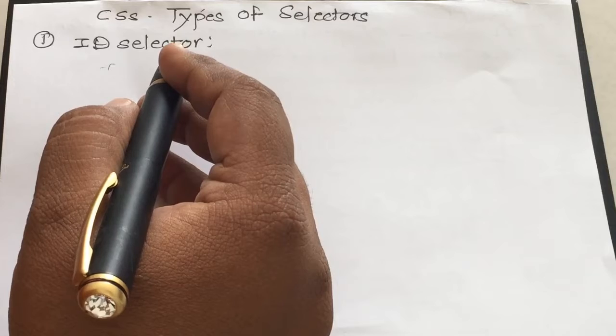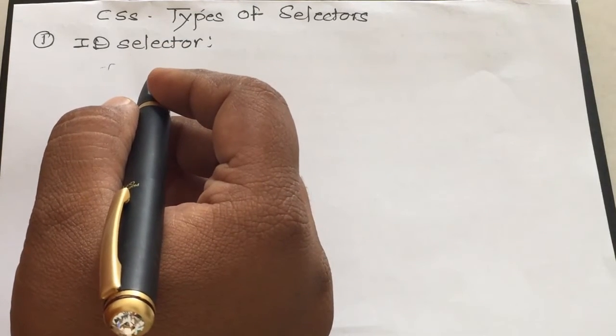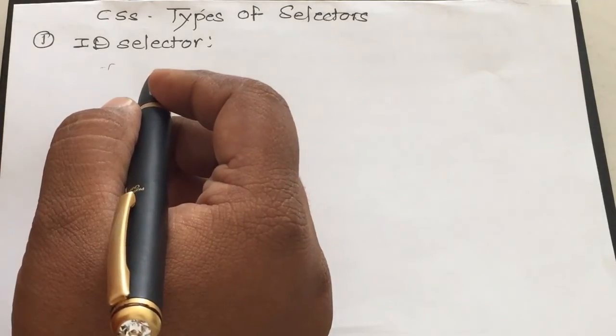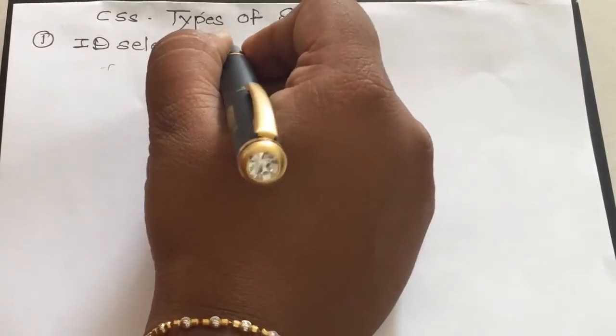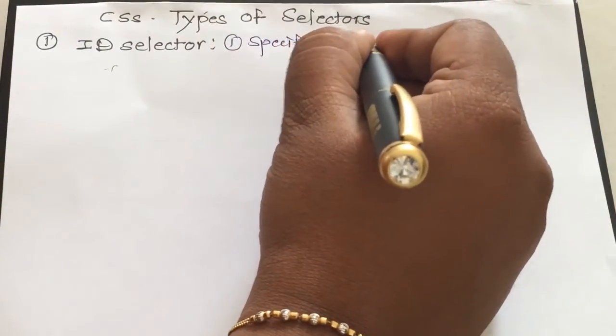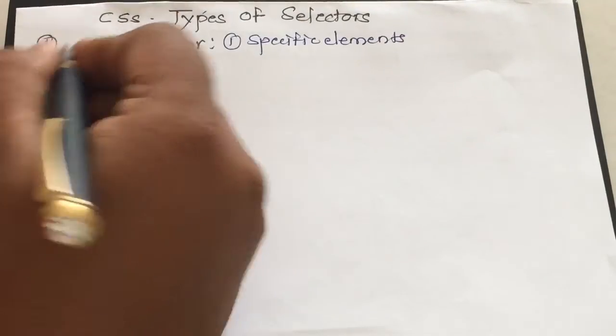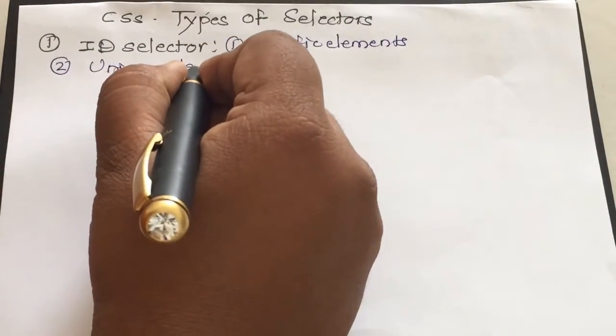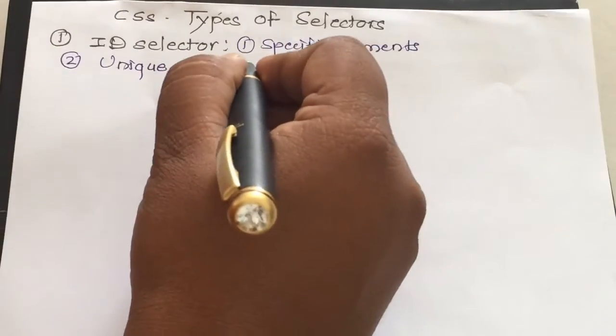What is an ID selector? An ID selector selects the ID attribute of an HTML element to select a specific element. That means we can select a specific element at a time to apply different effects to the text. Then the second one: it is always a unique element. So an ID selector is always a unique element.